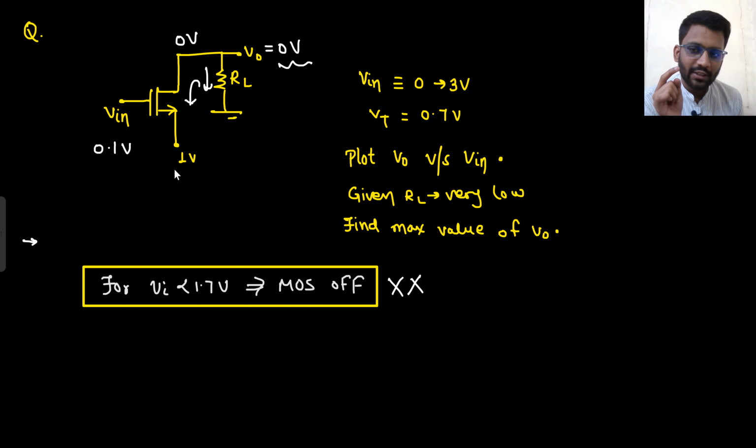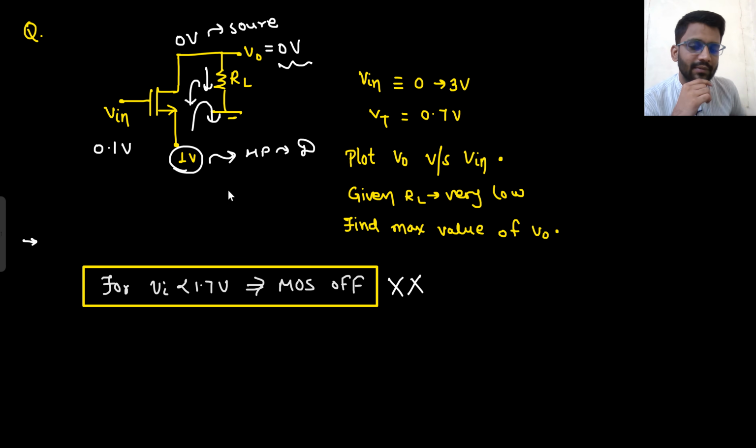This potential is 0 volt and this potential is 1 volt. Which one is higher? This one is higher. So if this is higher potential, that means this will be drain and this will be source. The current will flow in this direction. Are you getting this point or not? Initially, there is no current. When Vin equals 0 volt, there is no current in the transistor. So V0 becomes 0.